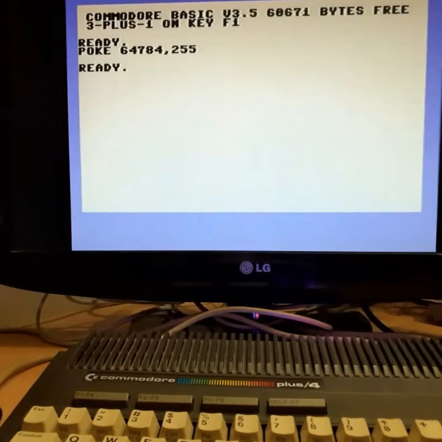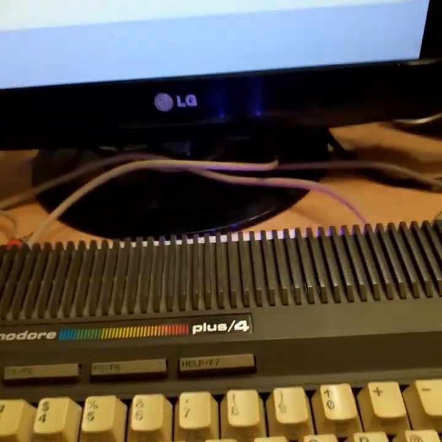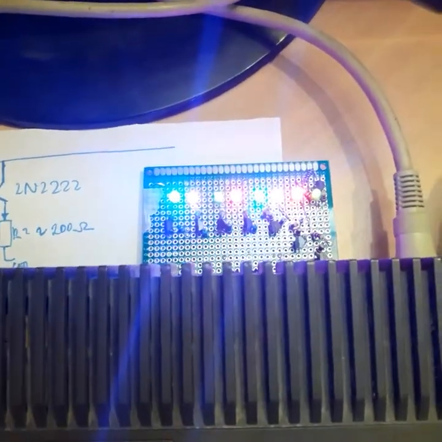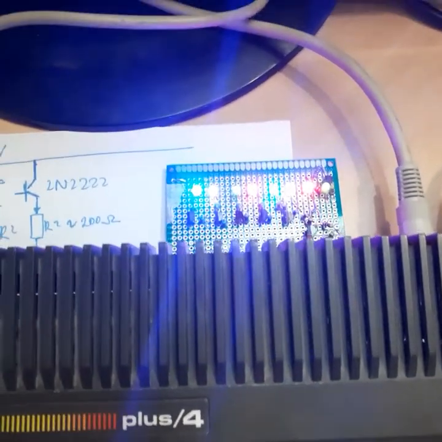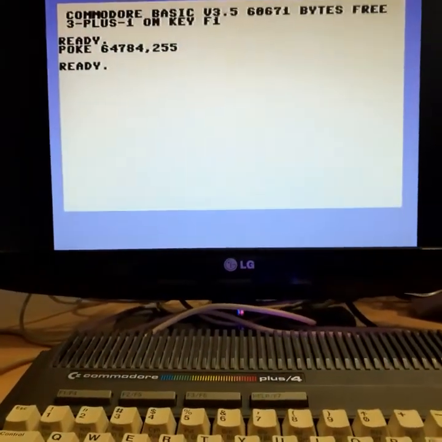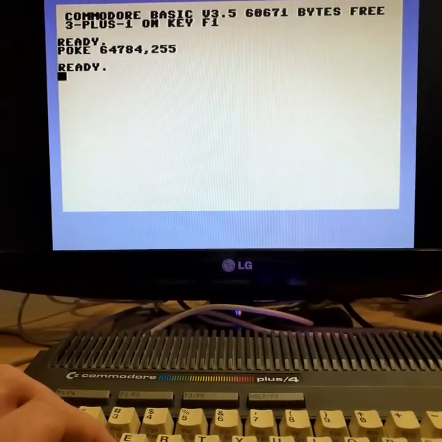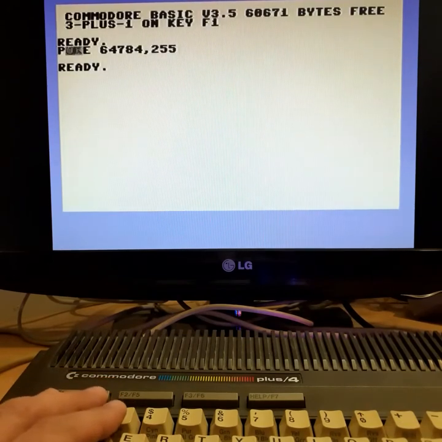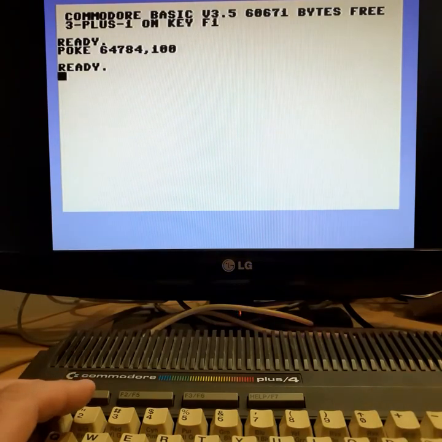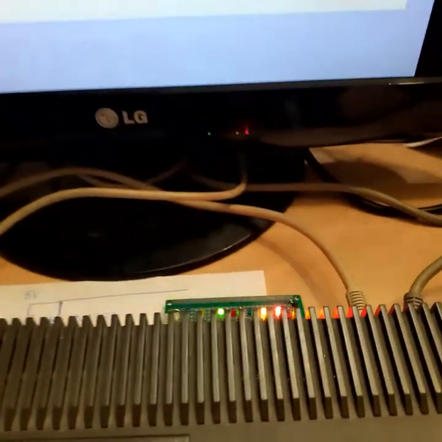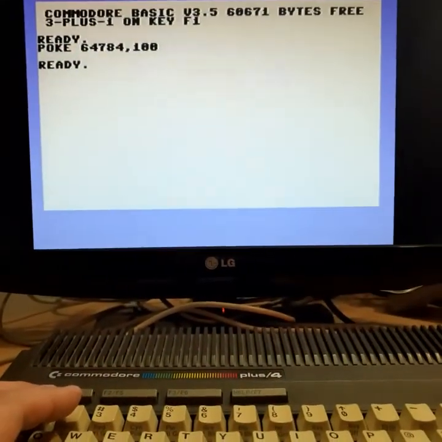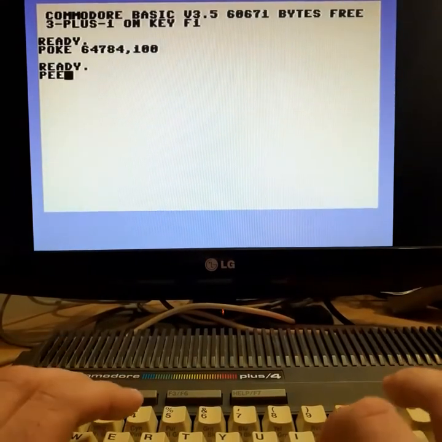And so I made this little board, this protoboard, with 8 LEDs, and they can be controlled by these 8 lines. So we can set this to 100, and let's see. And also we can read the value.